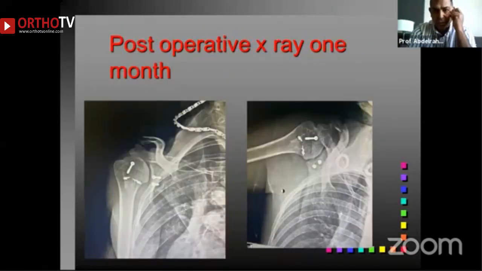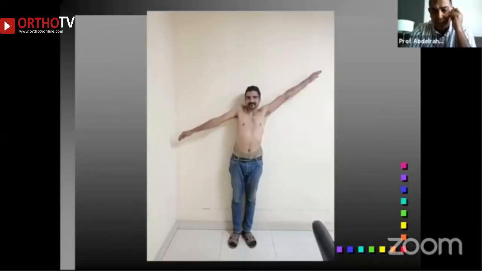This is the post-operative X-ray. We have an early post-operative photo, but the patient didn't come again. This is after 1 month, but he had some range of motion.